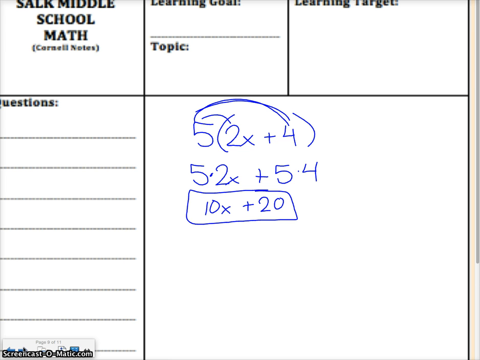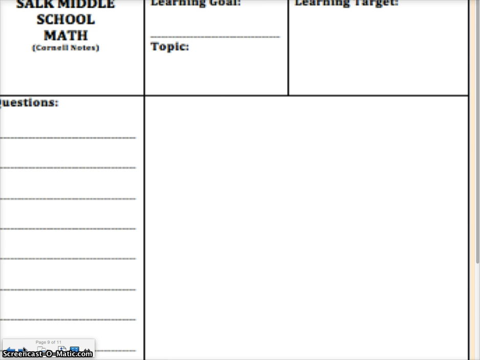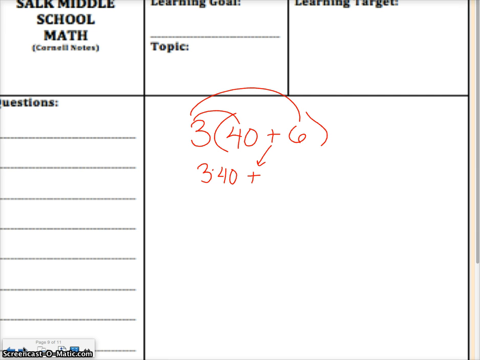I want to refresh again. Sometimes we didn't have algebra terms, sometimes we had numbers. 3 times 40 plus 6. So we'd go 3 times 40 plus, because there's a plus right there, and then we multiply the 3 by the last term, plus 3 times 6, which is 120 plus 18, following the order of operations, 138.